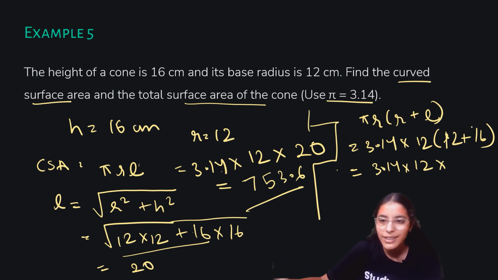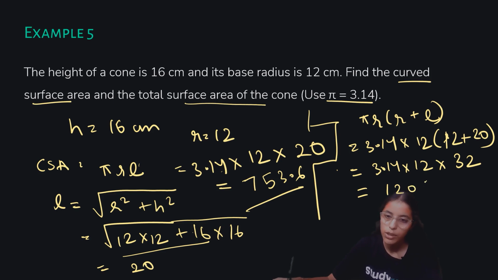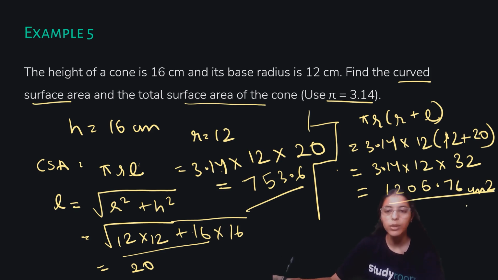Okay, now this is L, so I have written the value of H over here. So our L is 20. When we add, we'll get 32. Now when we do the multiplication, we'll get 1205.76 centimeter square. So this is our total surface area of the cone. Now we have found out both the things, so our question is done. So we'll move on to the next question.